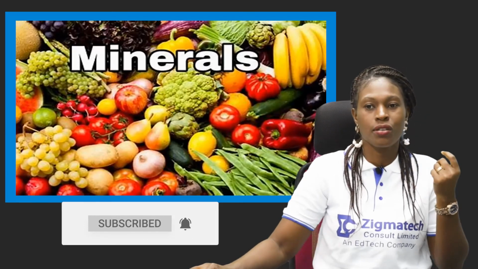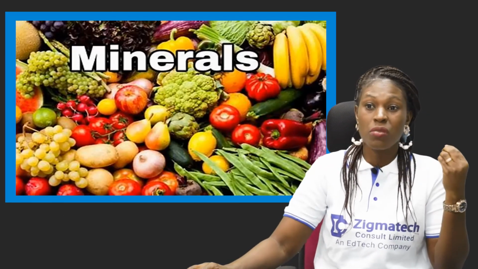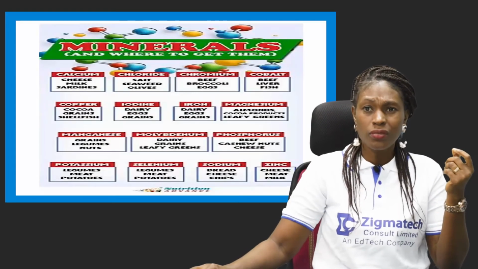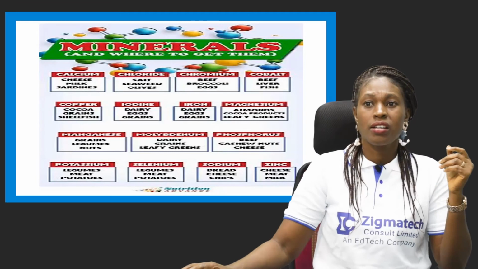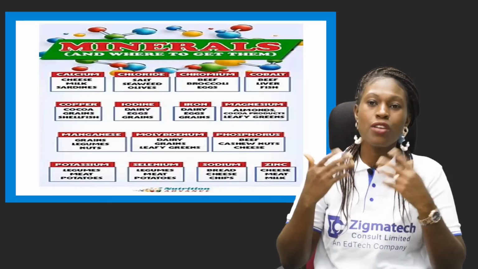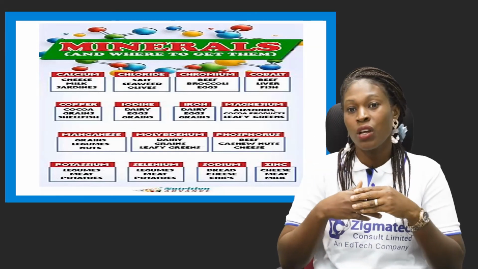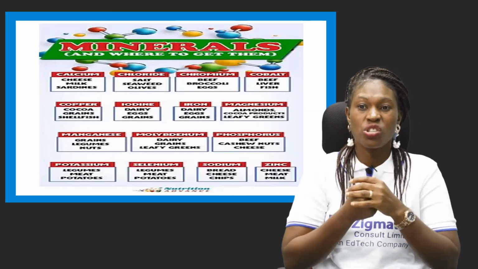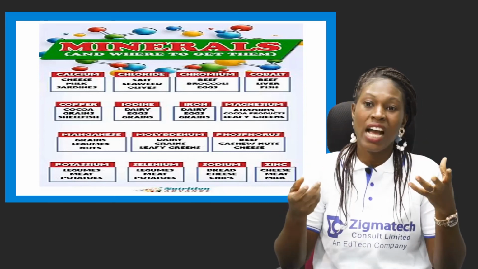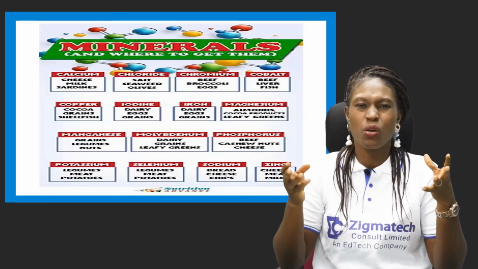Let's look at minerals as well. Minerals, you find them in a whole lot of vegetables and fiber foods as well. Now, these minerals are very, very important. I'm just going to say where you're going to find them. We talked about calcium, copper, iodine, iron, potassium, sodium, zinc, and a whole lot of these.